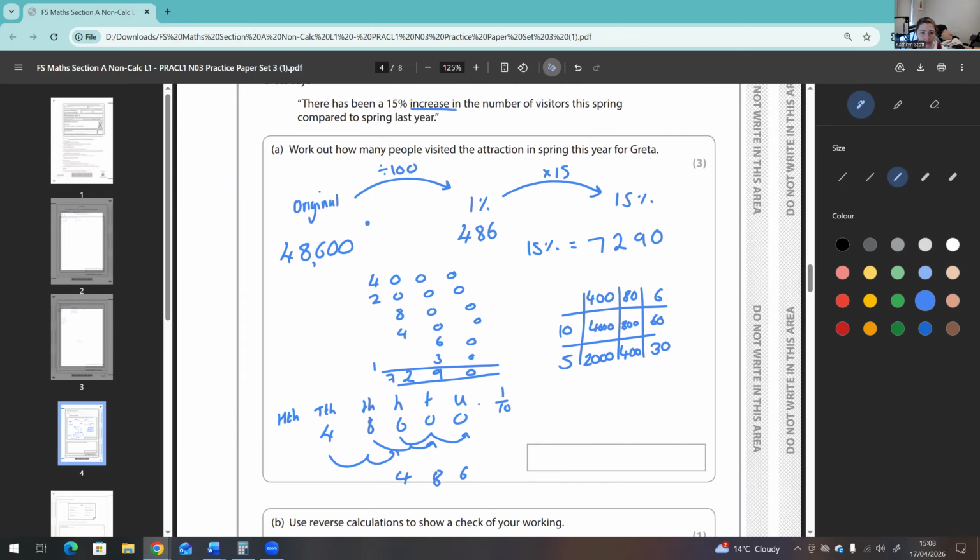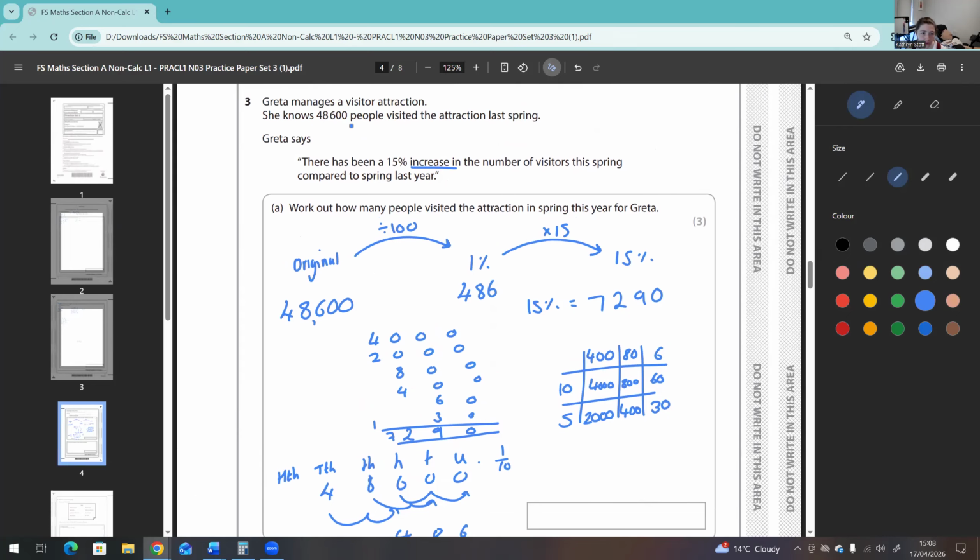15% increase. So what we're going to do is add that to our original number of visitors, which was 48,600. So 48,600 added to 7,290. That would be 15, carry the 1, 5. So our final answer will be 55,890.